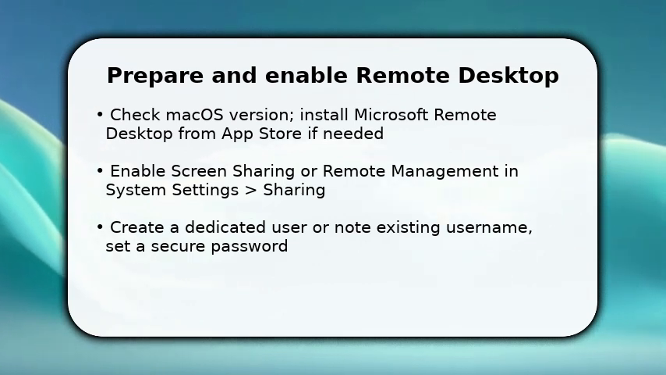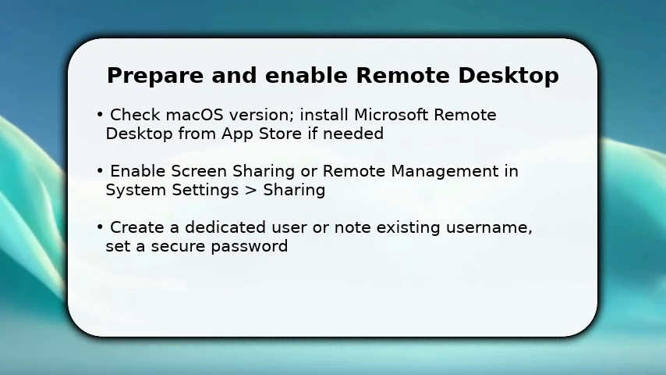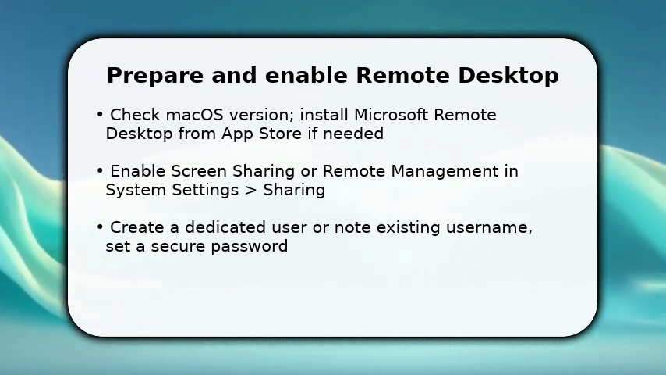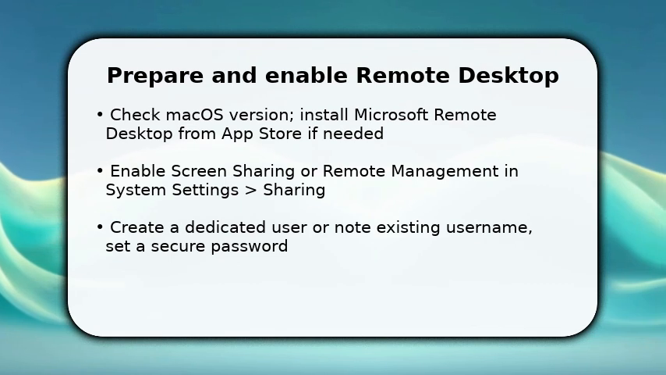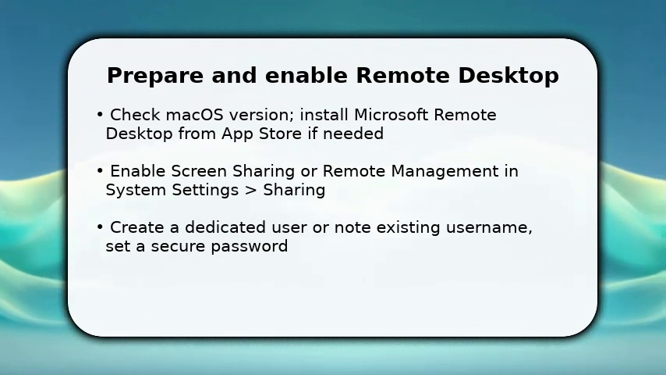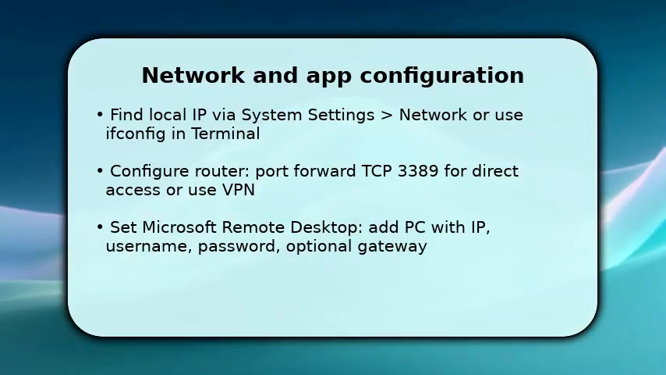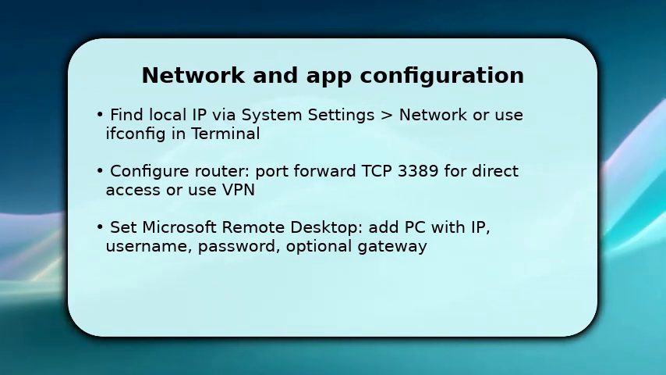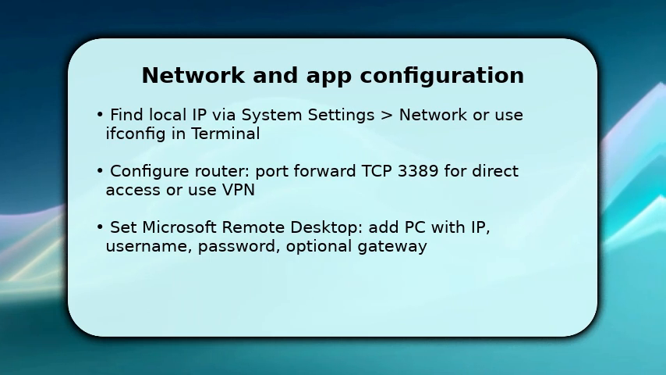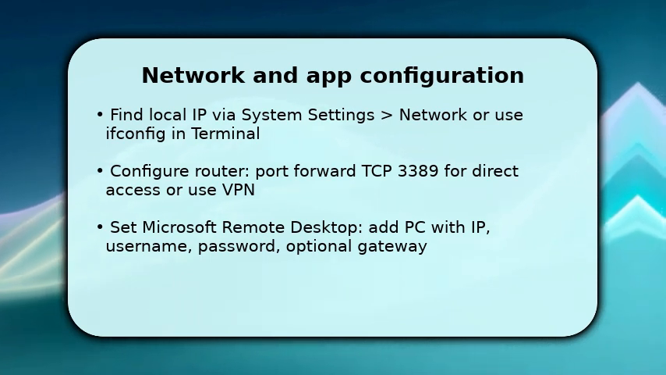Once done, create or confirm a user account and secure password explicitly for remote access, so you can reference credentials when connecting. Next, set up network and client details so the connection works reliably. Find the Mac's local IP address in Network Settings or Terminal. You'll need it for direct connections.